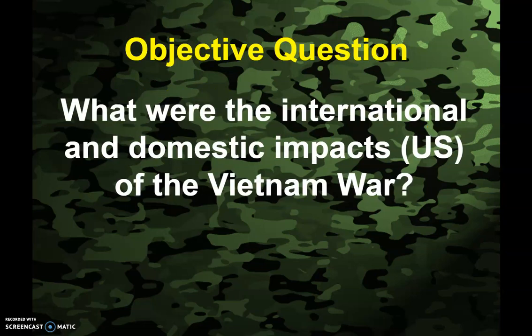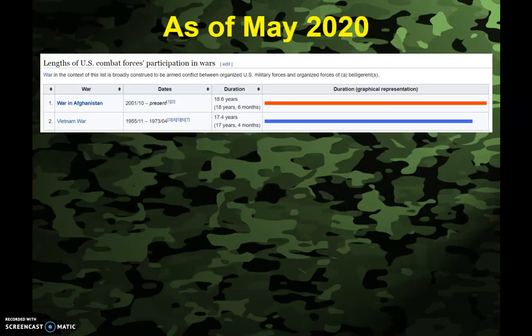So Vietnam. Objective question, what were the international and domestic impacts of the Vietnam War? And when I'm asking you for domestic impacts, I'm talking about the United States, not so much Vietnam. For our focus in this United States history class, international effects or impacts are obviously what happens to Vietnam, right? Domestic impacts are changes in our own country. I did want to include this.